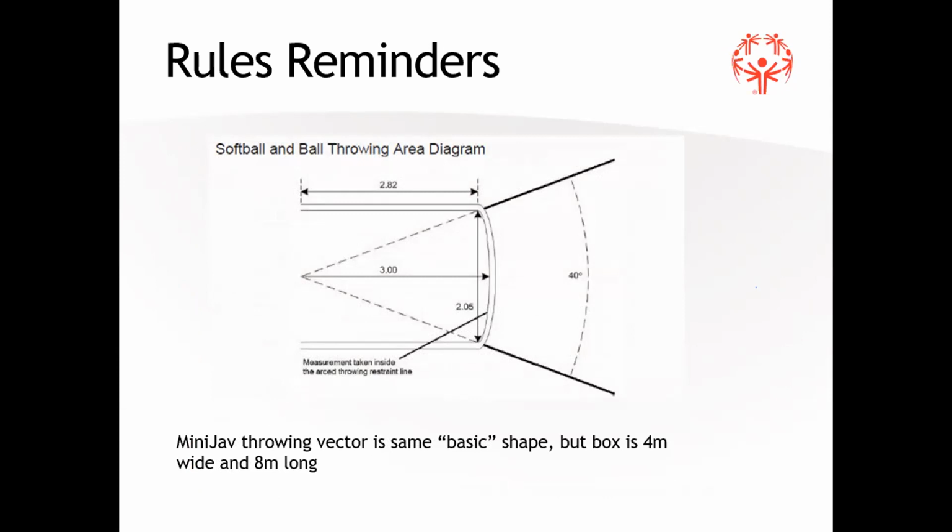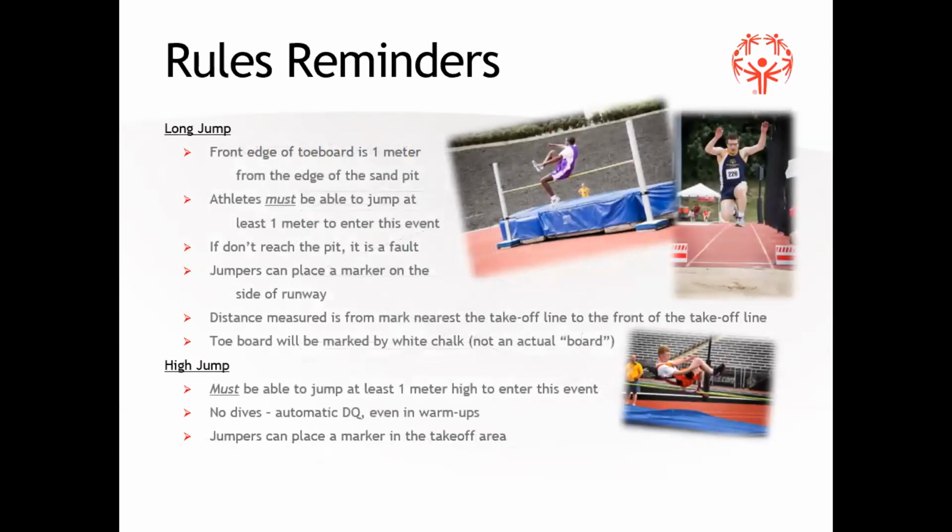The mini javelin and the softball and the ball throwing events have similar type vectors. The mini javelin is 4 meters by 8 meters. Softball is 3 by 2. Nothing has changed here as well.